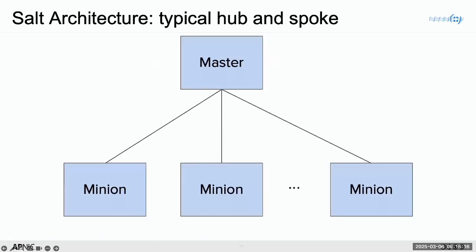If we talk about the architecture, it is a hub and spoke model where we have the Salt master and minions. The master is our main application, which actually talks with the minions. Minions are the agents which get commands from the master, try to execute those commands, and give the feedback to the master as well.